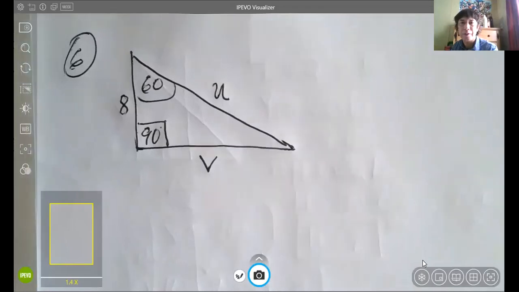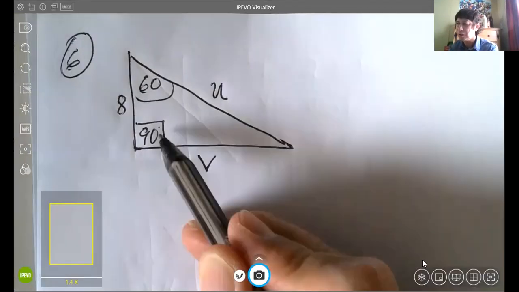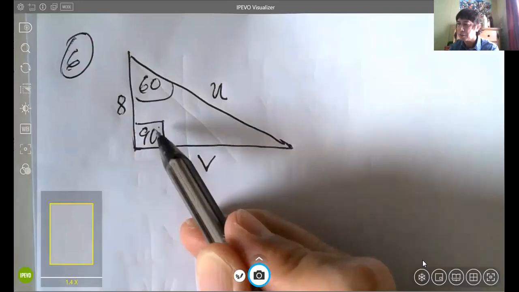And here's our reproduced drawing. We're looking for hypotenuse U and a longer leg V. Again, how do you know which is longer leg and which one is shorter leg? Which one is hypotenuse? Opposite the 90, that's hypotenuse.